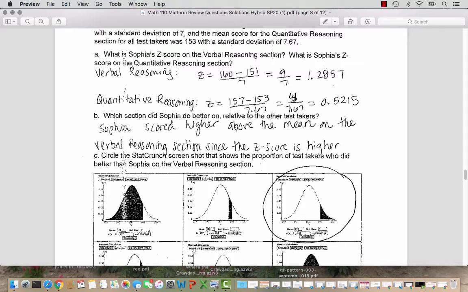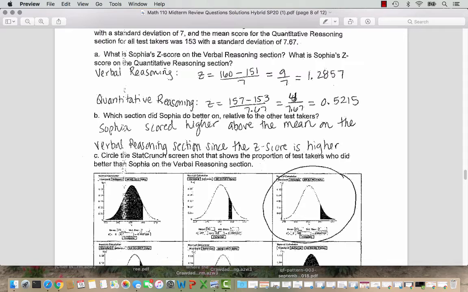And then we do a similar calculation for the quantitative reasoning. We do 157, Sophia's score, minus 153, that's the mean, and divide by 7.67, so that's 4 divided by 7.67, and that's 0.5215. On both of these sections, Sophia did better than the mean because she has a positive z-score, so that's a good result for a test where you want to score higher.